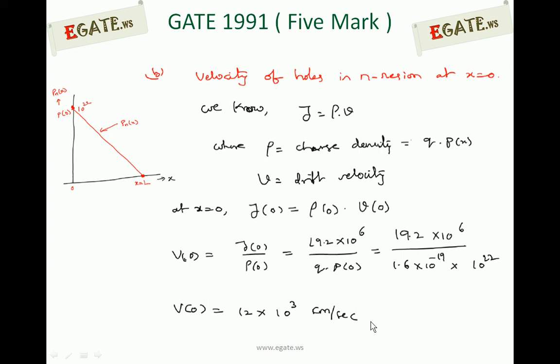The velocity of holes is 12 into 10 power 3 centimeter per second, and the current density calculated is 19.2 into 10 power 6 ampere per centimeter square. So these are the required answers.